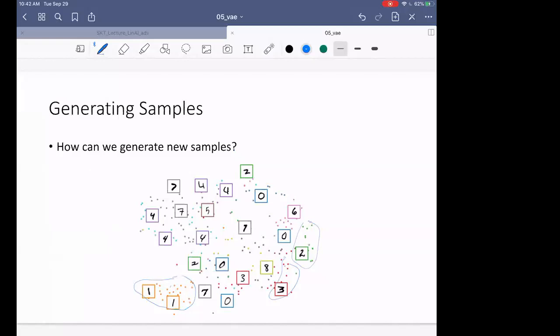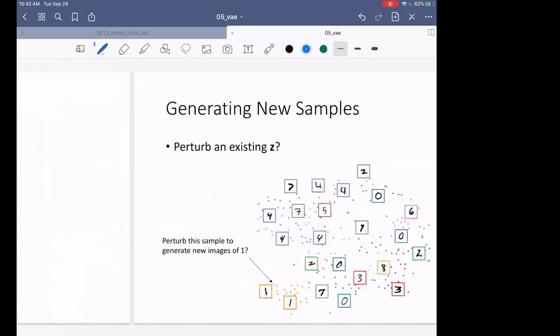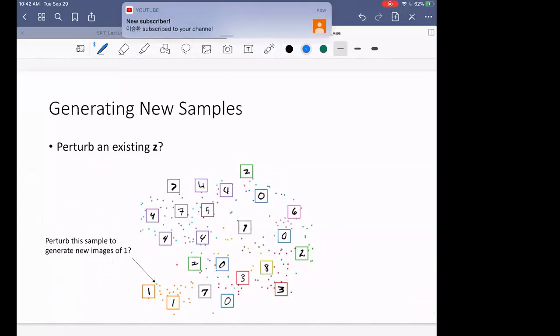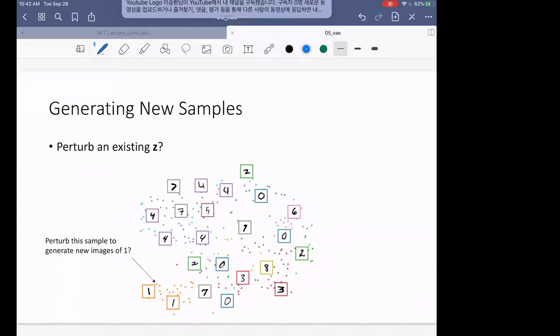Because sometimes we want to do that. I think we can come up with 2 rather simple ideas. One is to perturb an existing Z. There are a lot of Z samples here, I mean, the samples embedded into the lower dimensional space. There are different Z's. So given a specific Z sample, you could add a Gaussian noise or something.